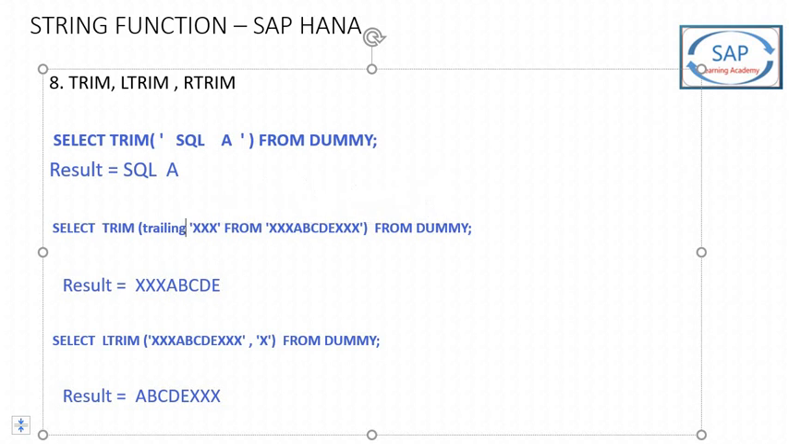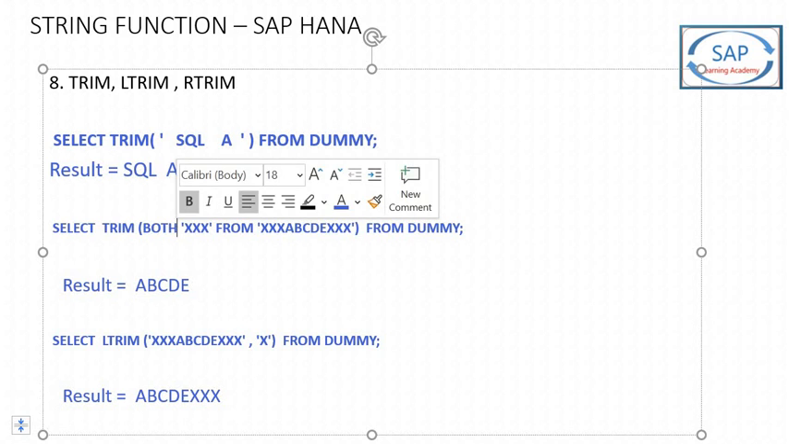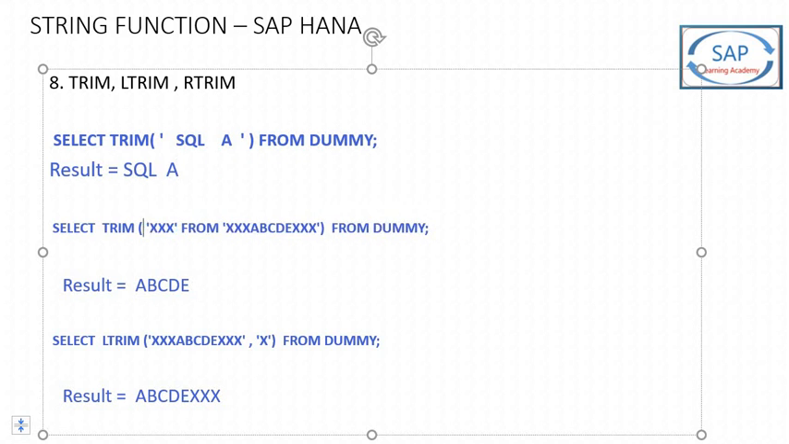Or if you write both, then x will be removed from both sides. Or actually, both also works if you don't use it. If you do not use both, it also works on both sides. It will remove the x value from your main string, and the result will be like this.